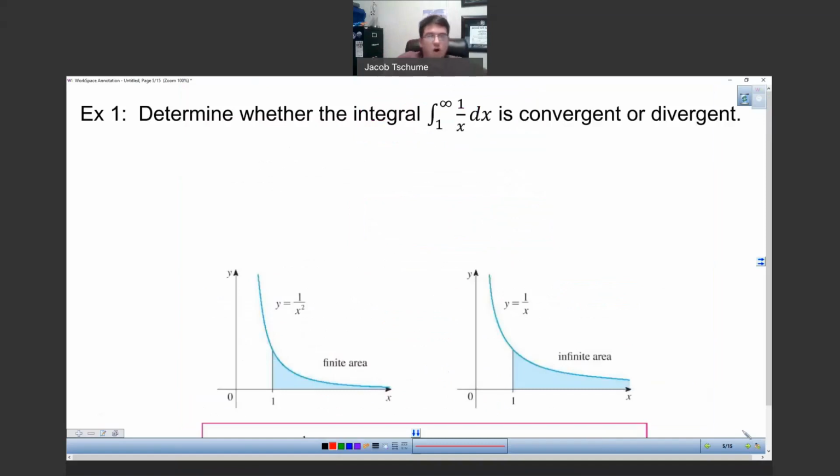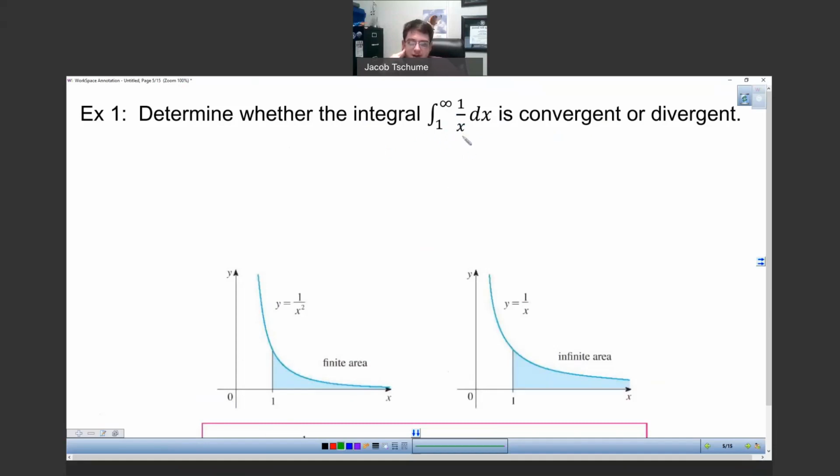Now, is it always necessary to do the long limit definition? Not in type 1. So if you're just trying to integrate from a number to infinity, as long as there's no continuity issues in your interval that you're checking, then you can just integrate this like normal. For example, determine whether the integral from 1 to infinity of 1 over x dx is convergent or divergent.